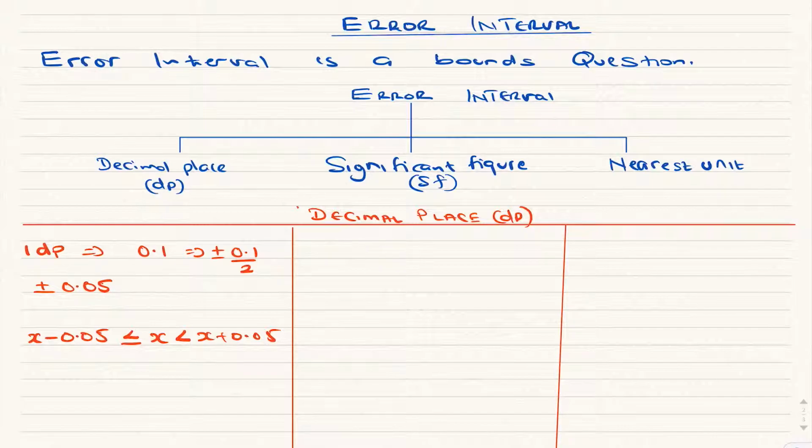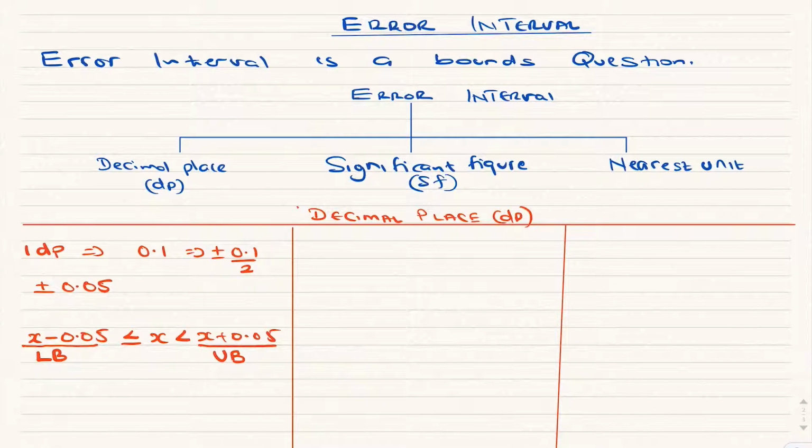The lowest possible value, which is your lower bound, is this one here, and your highest possible value of x, which is your upper bound, will be here. So this is your lower bound, and that's your upper bound.